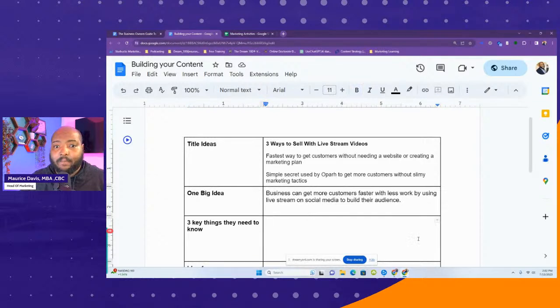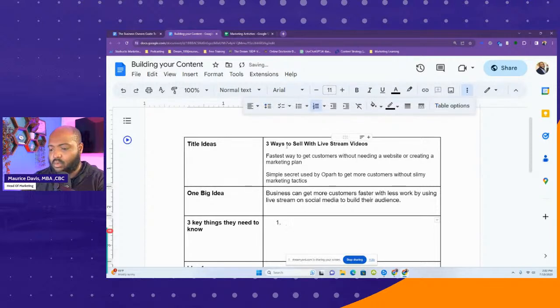Then this would be it. Okay. So what are the three key things they need to know? The first one is that social media platforms give you more reach live, right? You get more reach per live than you do anything else.